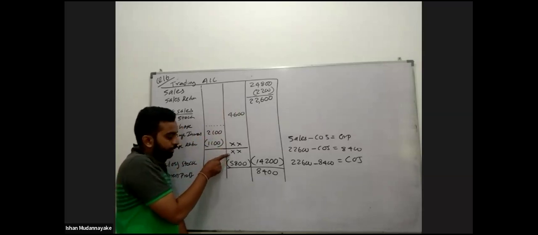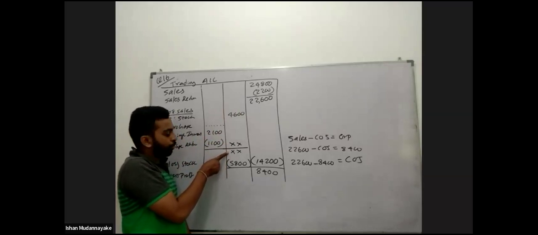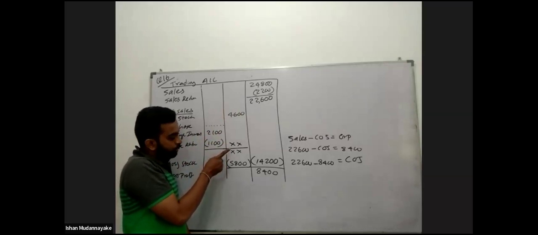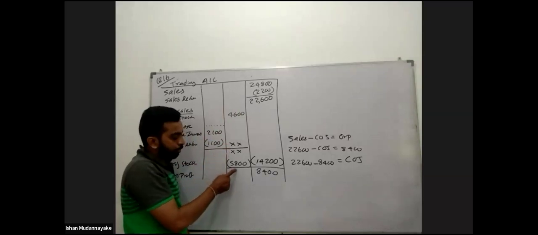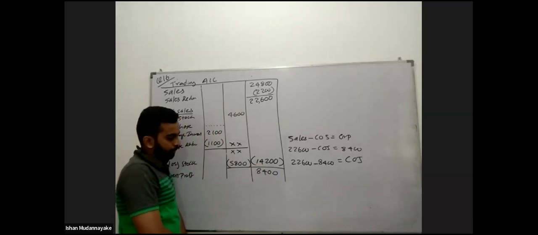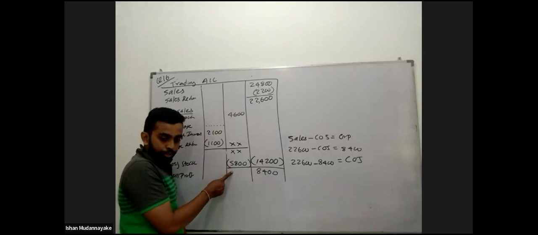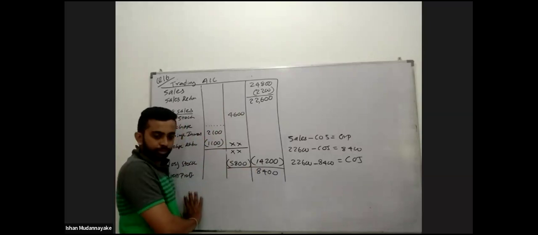So that's opening stock plus net purchases, then stock available for sale. From that amount, you can minus closing stock. Then you can calculate cost of sales.